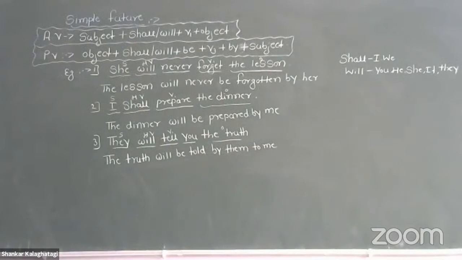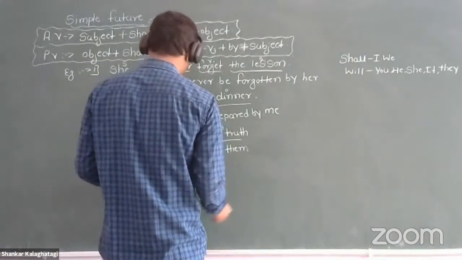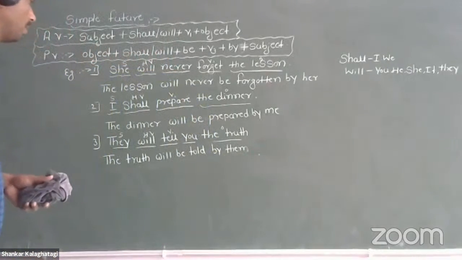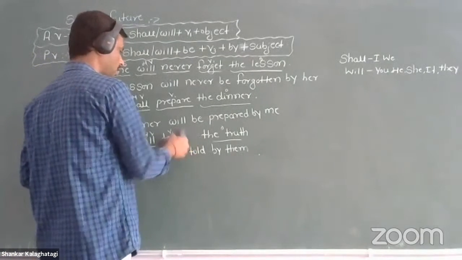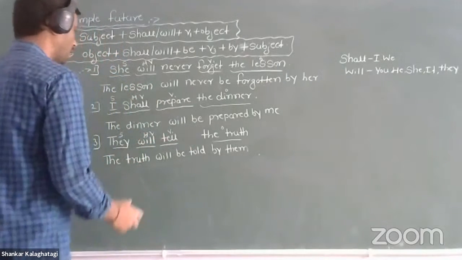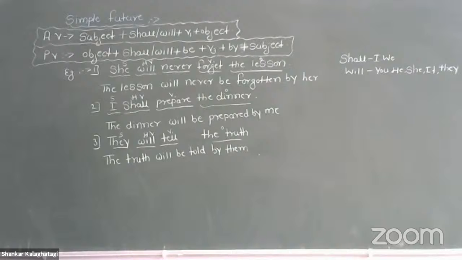The truth will be told by them. Okay. They will tell you the truth. Okay. Just not to change it as a to. Write it simply this way only. The truth will be told by them. Okay. Remove you here also. Okay. They will tell the truth. Simple. You will get confused.